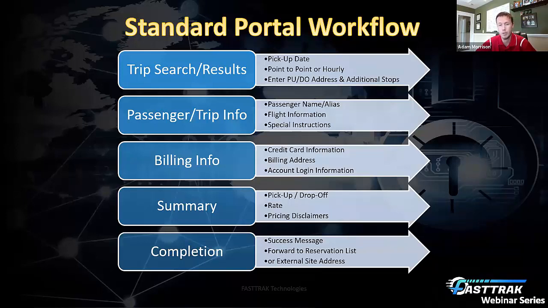The fourth step is the summary, where we summarize everything that we've collected during that process: pickup, drop-off, rate, pricing disclaimers, all that fun stuff. And then they'll have a button to hit complete. Once they hit complete, they get a confirmation, and that reservation is booked into the system. So at a high level, this is just the standard basic portal workflow that we have today. We've had it for a while, and this is the process that you expose to your customers. With this last release, we're going to give you specific examples of how you can tailor and customize every aspect of this workflow, including skipping steps if they're not necessary or applicable to the process that you want to support.